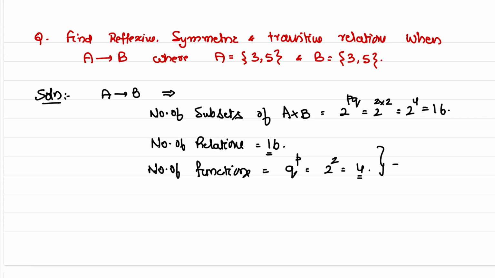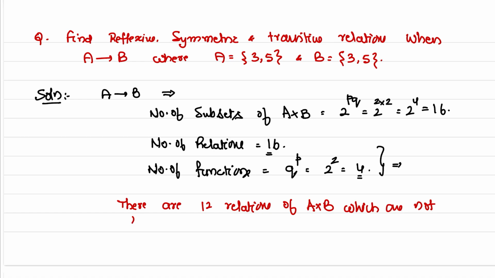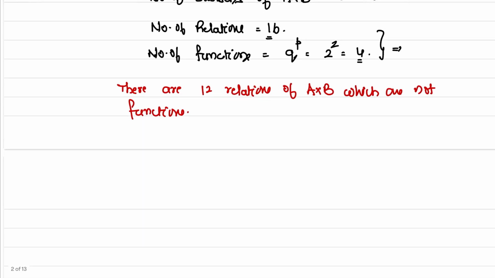It implies there are 12 relations of A cross B which are not functions. These are all basics we have done in the previous lectures.